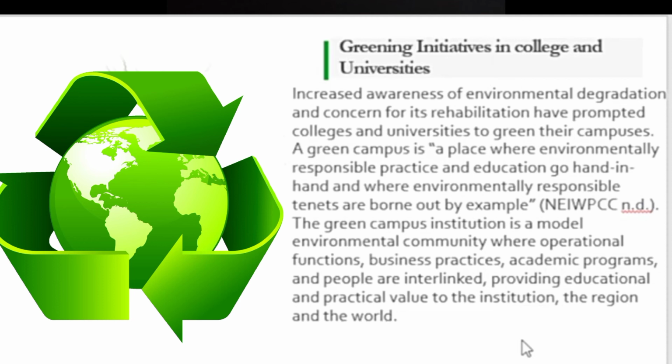Those are the examples. So we have here the greening initiative in colleges and universities. So to increase awareness of environmental degradation and concern for its rehabilitation have prompted colleges and universities to green their campuses. A green campus is a place where environmentally responsible practice and education go hand in hand, and where environmentally responsible tenets are borne out by example. So the Green Campus Institution is a model environmental community where operational functions, business practices, academic programs, and people are interlinked, providing educational and practical value to the institution.